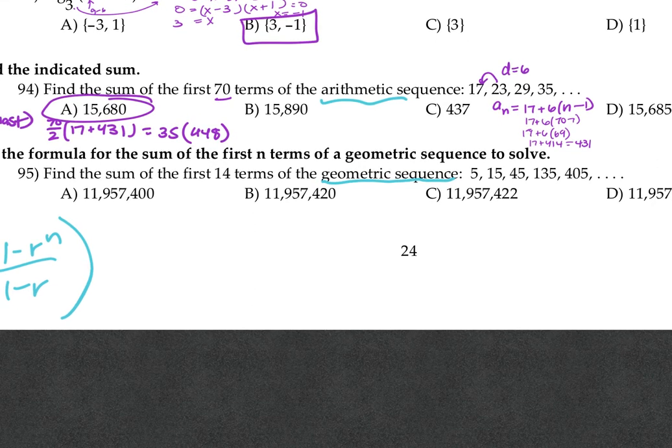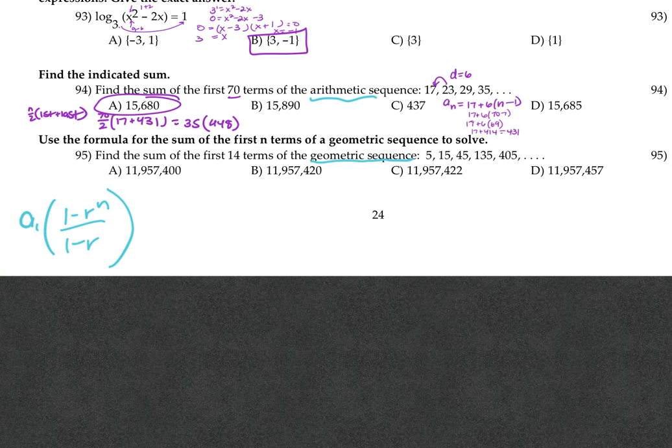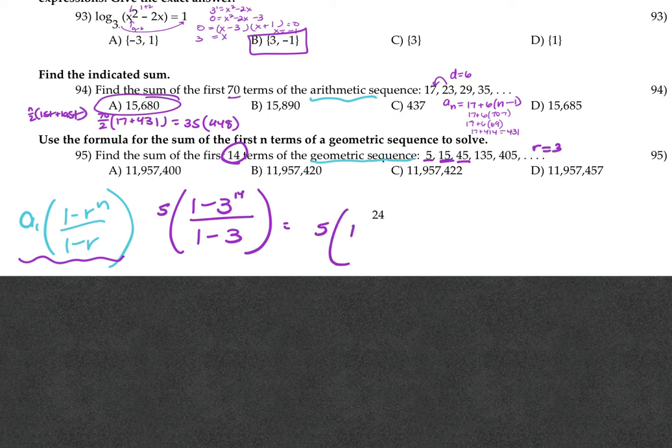95 says find the sum of the first 14 terms of the geometric sequence. So now we're talking geometric, which is this formula. We know A1 is 5. 1 minus R would be 15 divided by 5 or 45 divided by 15. Either way, R is 3. The number of terms is 14 over 1 minus 3. So then 3 to the 14th. 4,782,969 over negative 2.